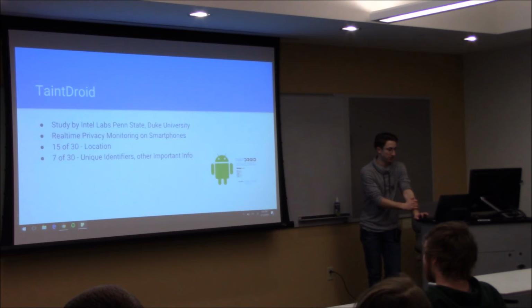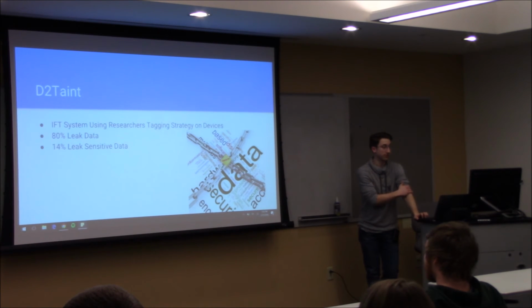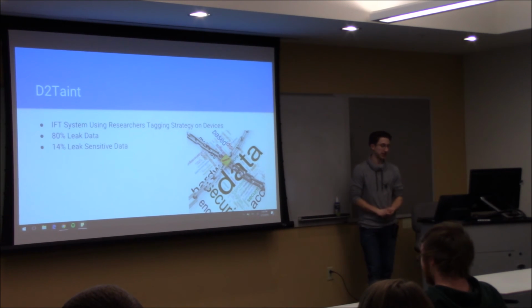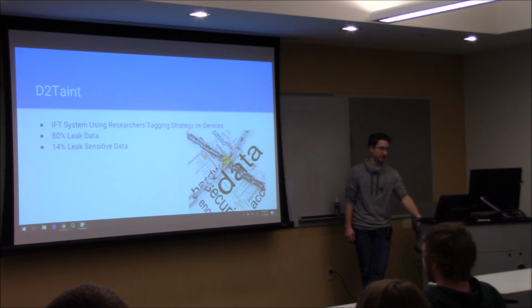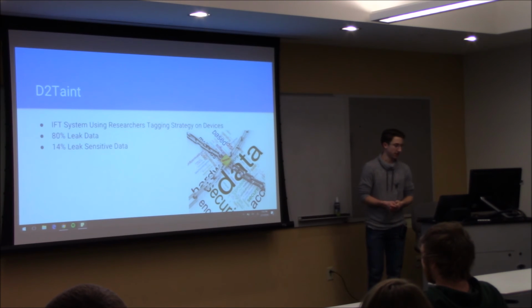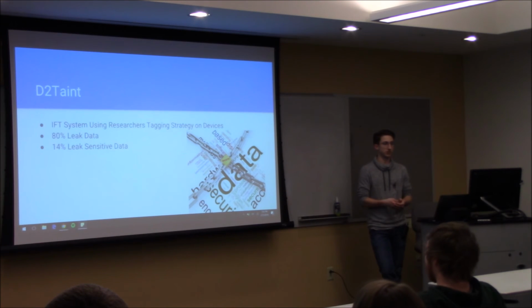That's not good. This is a similar thing, D2 taint, and this is an IFT, which is information flow tracking, which is, like I said, just figuring out what's actually happening on the device. And through the apps that they studied, they found that about 80% of the apps actually leak data in some way, and 14 leak sensitive data, which is obviously more severe because it's sensitive. So once they were able to find these problems, they were able to figure out why it's happening, not just what's happening, and come up with solutions for that. So studies like this are important to the advancement of cybersecurity related to mobile devices.